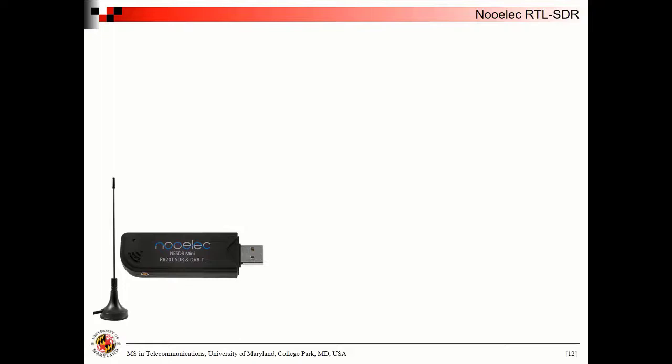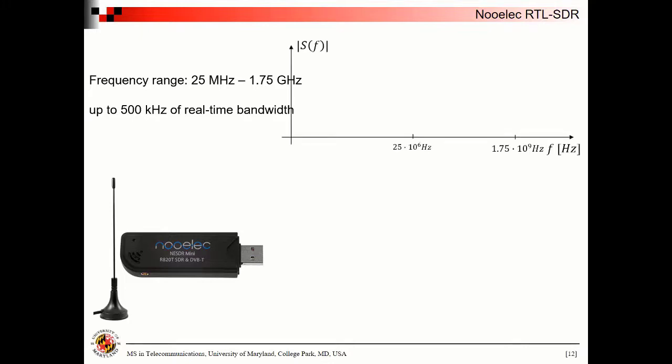Once again, we're going to use our inexpensive NOAELEC Mini SDR. Its frequency range, which means the frequency range for which it functions properly as a receiver, is 25 megahertz to 1.75 gigahertz. And it has a real-time bandwidth of up to 500 kilohertz. Now, we've seen this before in video 1 of this video sequence.